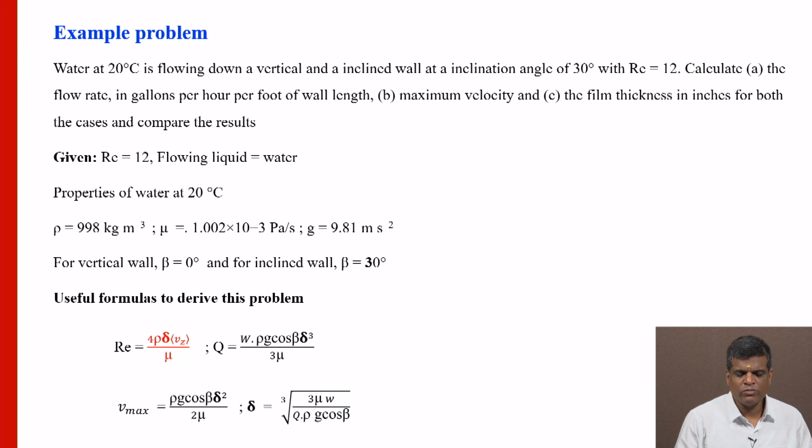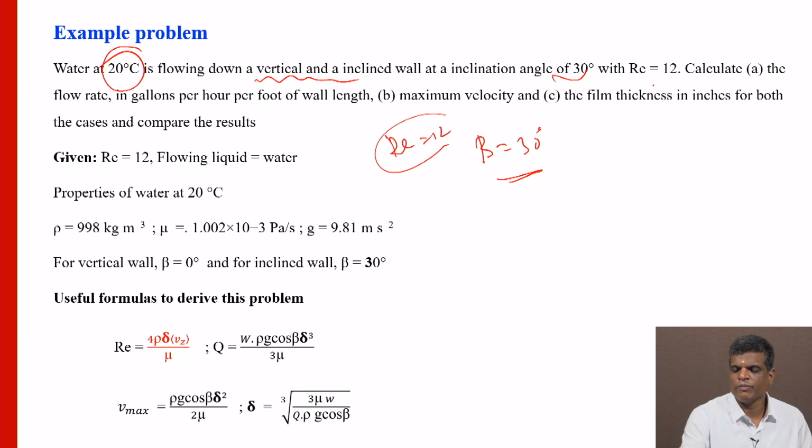So, we will see a small example problem here. Water at 20 degrees is flowing down a vertical surface, with the angle beta equal to 30 degrees, and the Reynolds number is 12. First, they are asking to calculate the flow rate. Always use SI units, but here they are using different units, though normally we can solve in SI units. Then there is the maximum velocity. Of course, all these derivations we already discussed, we just use the analytical results, then we can solve it, nothing more here.